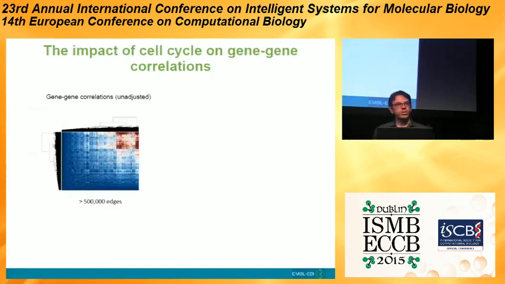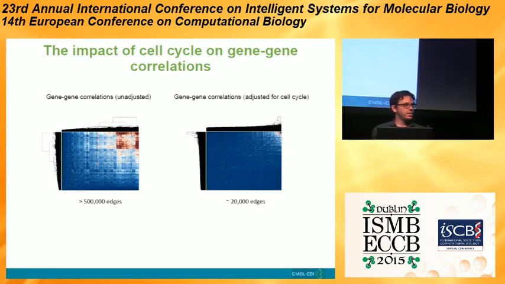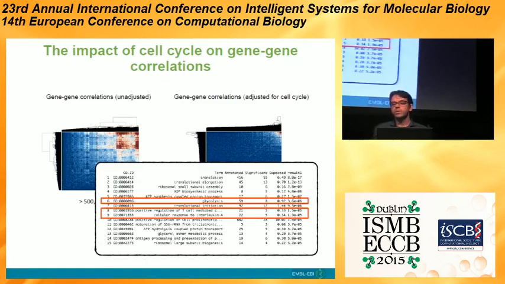The first thing we looked at are gene-gene correlation networks. So we're correlating here genes with genes on this big matrix. If we do this on the naive data, we find very large-scale correlation networks. 500,000 gene pairs are correlated in some sense. If we account for the cell cycle, these networks are much, much more sparse and concentrated on 20,000 edges. And the processes that we find are much more enriched for T-cell biology. So that actually suggests that we are doing something useful.